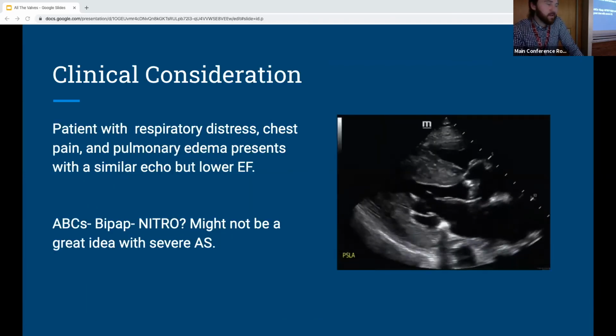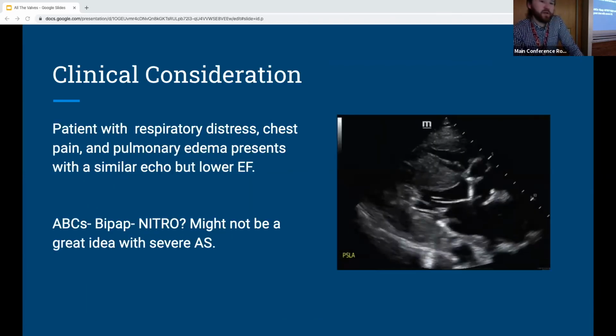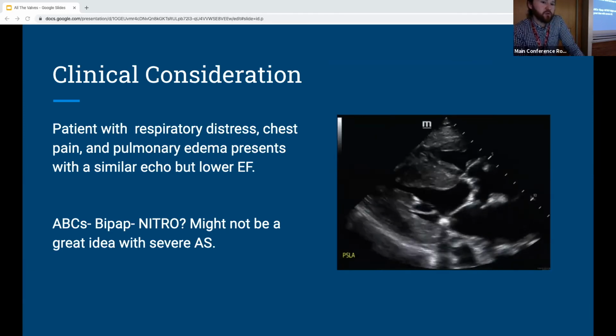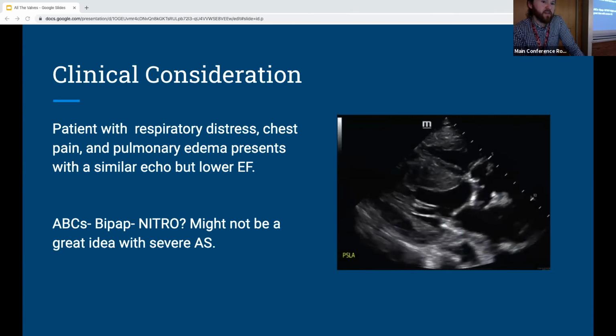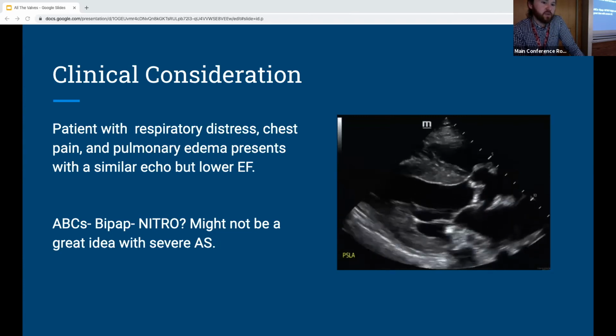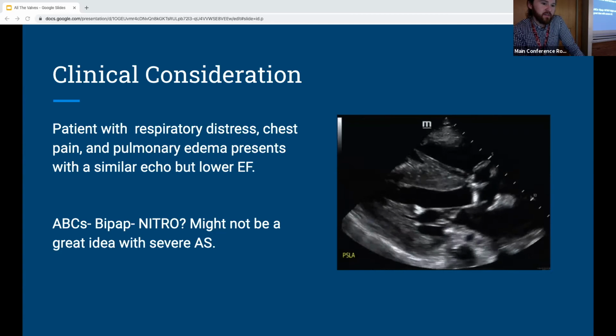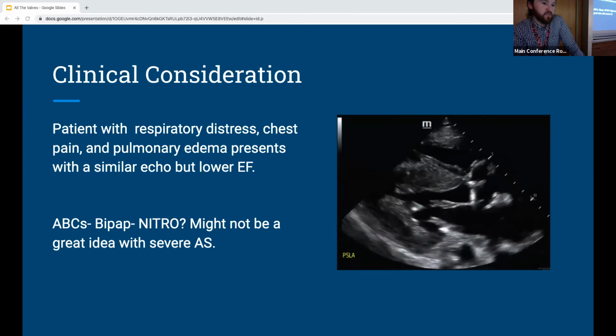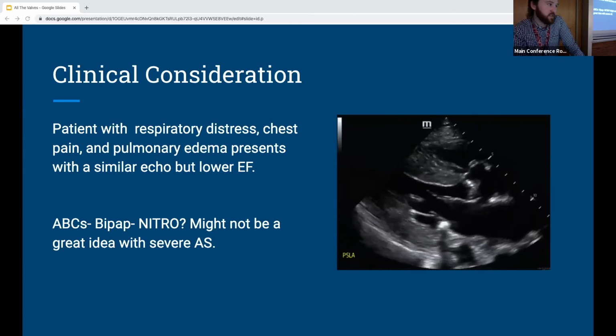For this one, there's not a lot more to talk about, so I wanted to just briefly bring up a clinical consideration on this. If you had a patient who came in with respiratory distress, chest pain, and flash pulmonary edema, and they presented with a similar echo but a slightly lower EF than this, what would you consider? Would we go to our normal ABCs, BiPAP, nitro? Might not be a great idea if you see this on your echo.